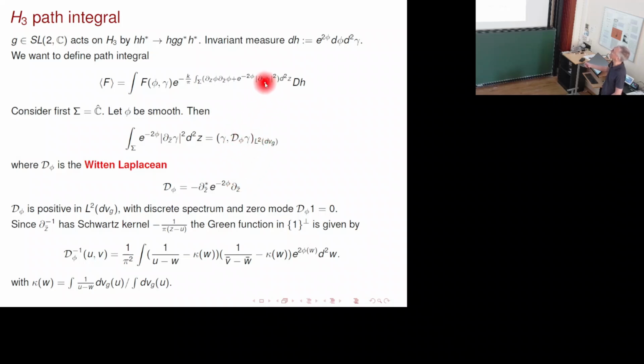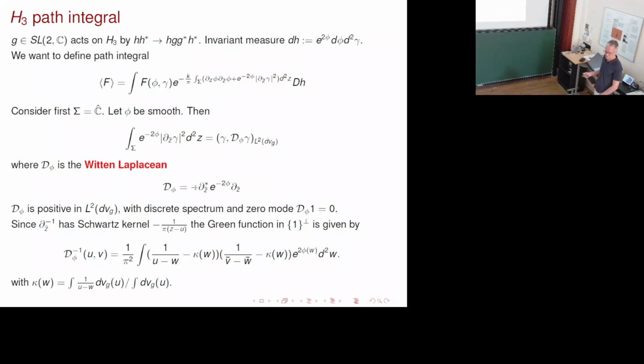So you have dz bar e to the minus 2 phi, because that's there, and dz bar adjoint. That kind of operator is sometimes called, if phi were 0, this would be just an ordinary Laplacian, but when phi is non-zero, it's sometimes called the Witten Laplacian. But anyway, this is a positive operator, right? Because clearly it is the operator and its adjoint, so it's positive on L2. For smooth phi, it has a discrete spectrum like the Laplacian. It's non-negative, so it has a zero mode, namely the constant function is annihilated by this operator.